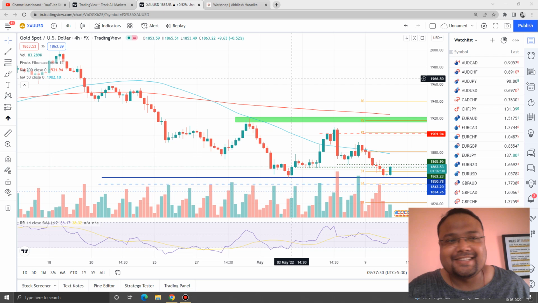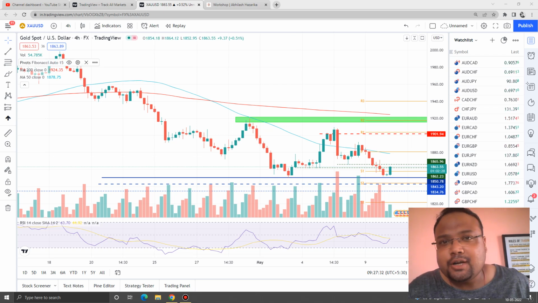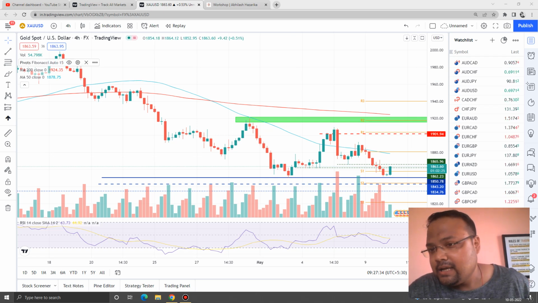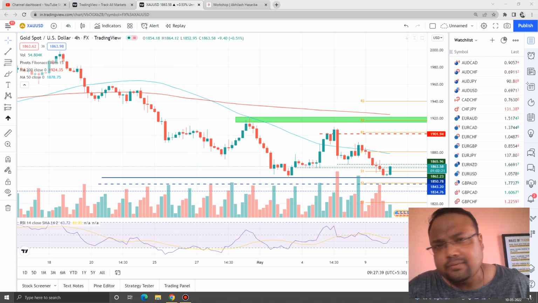So let's get started. This is the 4-hour chart of gold USD in front of us. And right now gold is trading at 1863. This is the current market price of gold here.